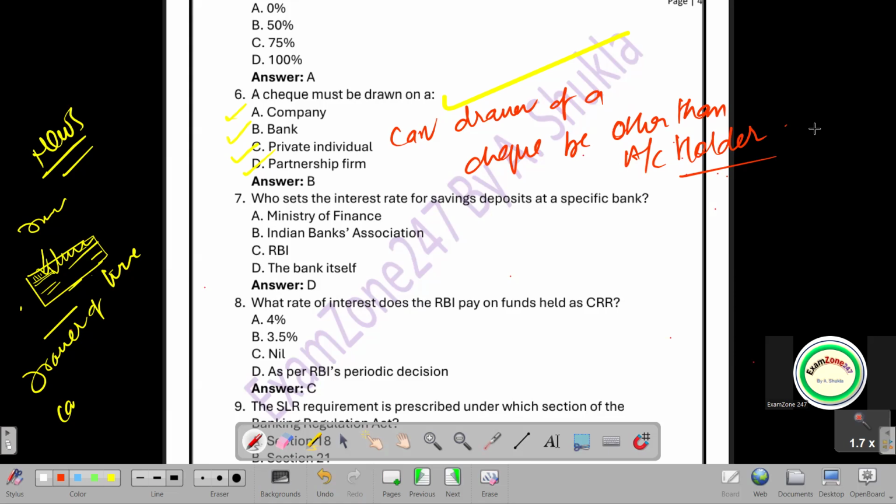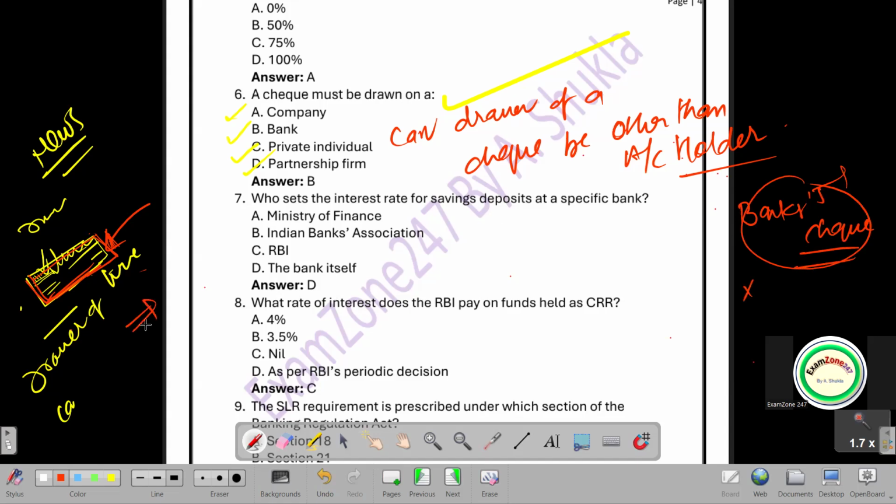Yes, very good. No, because if the person is not an account holder or the customer of the bank, then he may not be the drawer. Further, you may say that is a different thing in the case of a banker's check. Okay, that is different, that is not related to the check related to the account. Here we are discussing the check which is related to the account.